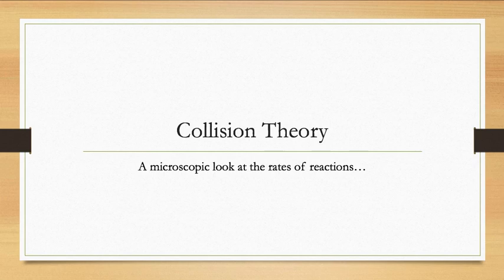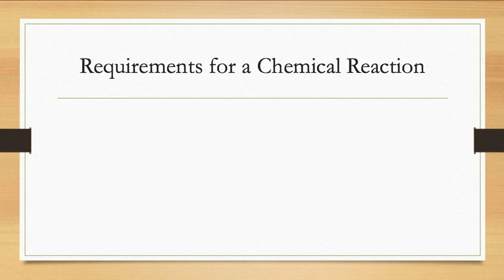Again, we always have these big academic sounding terms for these things, but collision theory is just really looking at, on a microscopic atomic scale, what is happening when a chemical reaction takes place and what factors there affect the rate of a reaction. So if we think about a reaction occurring, what's needed for a reaction to happen? If I have a reactant A and a reactant B, what has to happen in order for A and B to react to form something else?